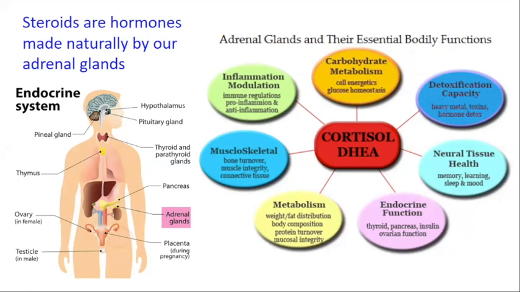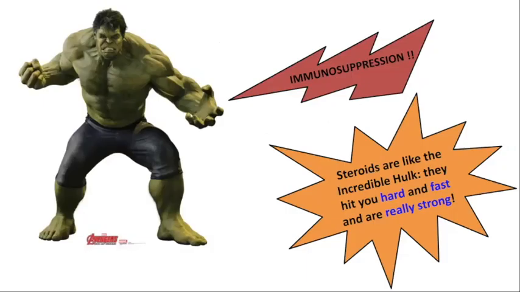So one of the important things about steroids is that they are anti-inflammatory. And steroids have a lot of other effects on the musculoskeletal system, on your metabolism, so body fat distribution, weight gain. They have effects on the brain. They have effects on how cells use energy. So just lots and lots of effects in the body. The reason that we use steroids for treating inflammatory conditions is that they are very immunosuppressive. And it's important to know that steroids are very strong. They're like the Incredible Hulk. They hit you hard and they hit you fast, and they're really, really strong.